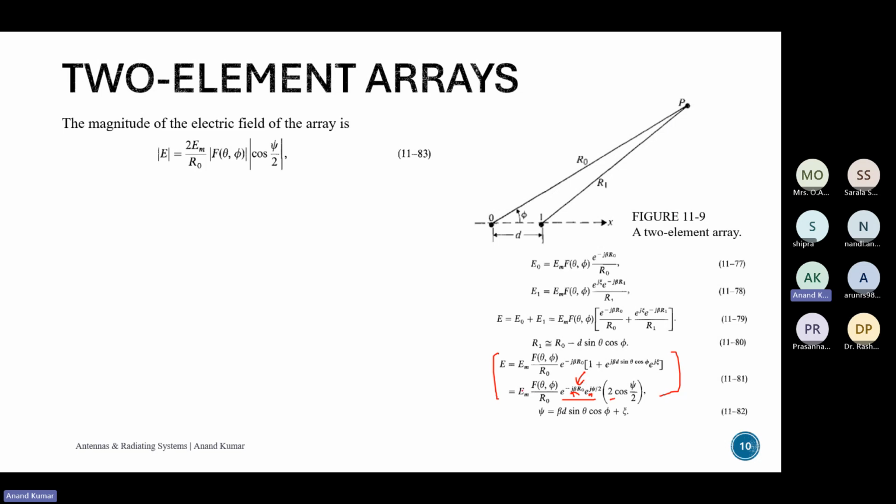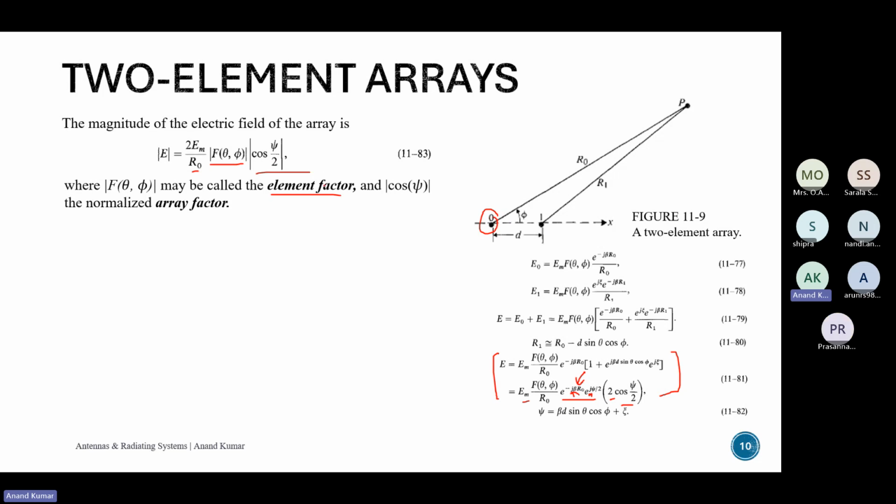So we're taking this 2 em f by r naught term over here, and then we take the magnitude of the pattern function and the magnitude of this cosine over here. So this f naught can now be called the element factor because this comes from the individual element, and this particular new term, which is due to the combination of these two elements, can be called the array factor. So we now have two quantities which are dependent on theta and phi, the element factor and the array factor.